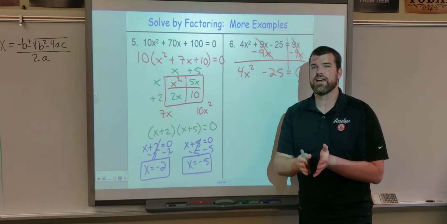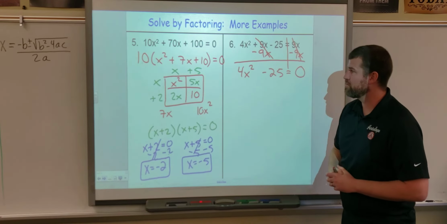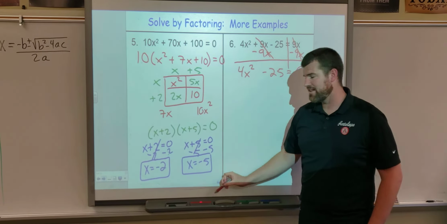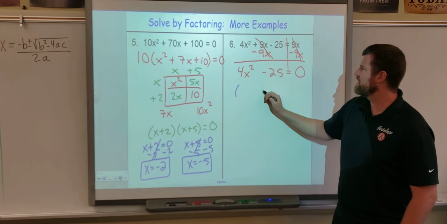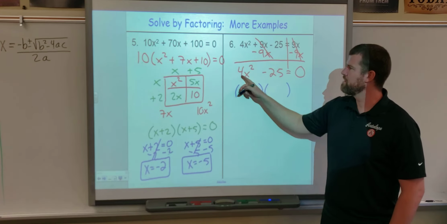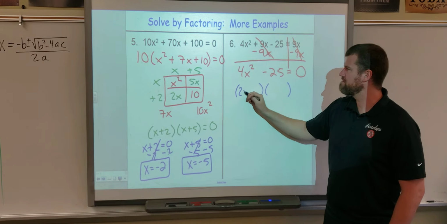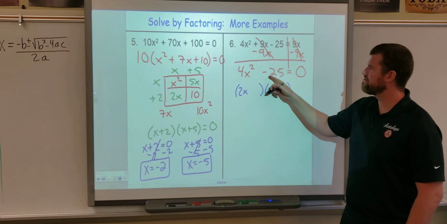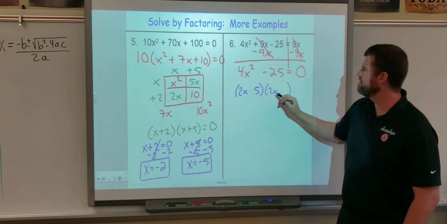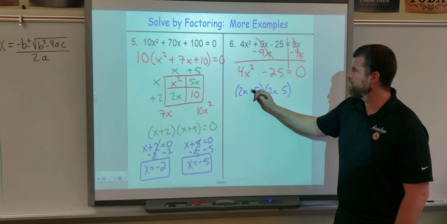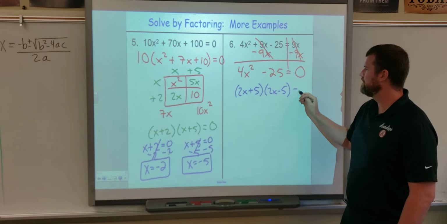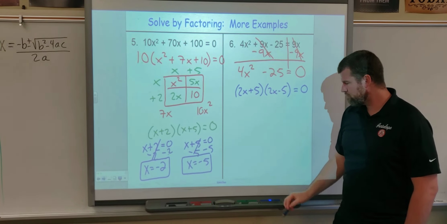So you might recognize this as a difference of two squares. So if you do recognize that, good for you. That is awesome. This is where we can use a shortcut, and we can just say, hey, the square root of 4x squared is 2x. And the square root of 25 is 5. And in order to multiply and get a negative 25, we need one positive and one negative. And we have now factored it.